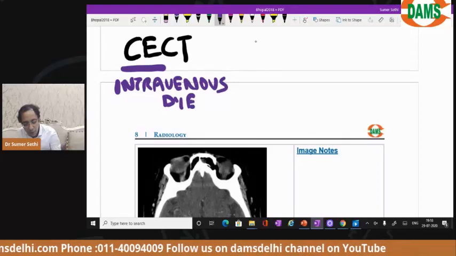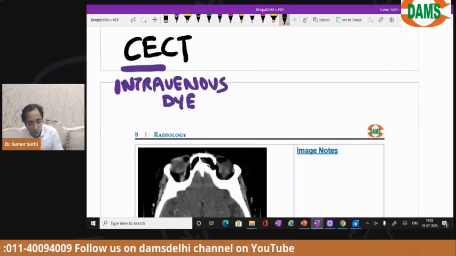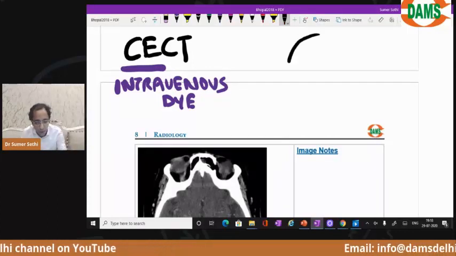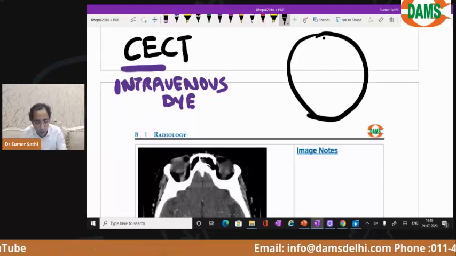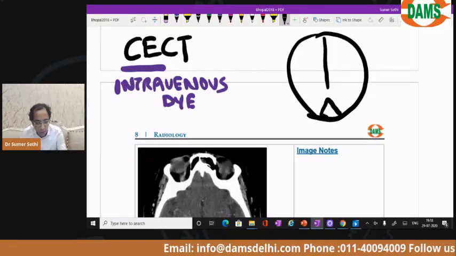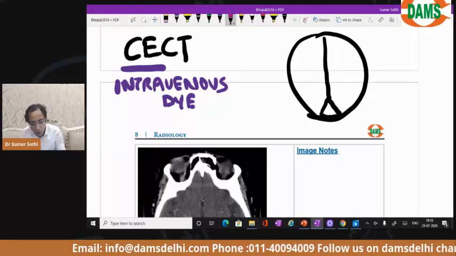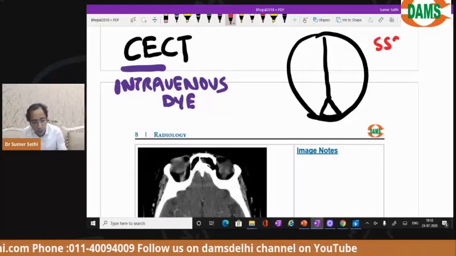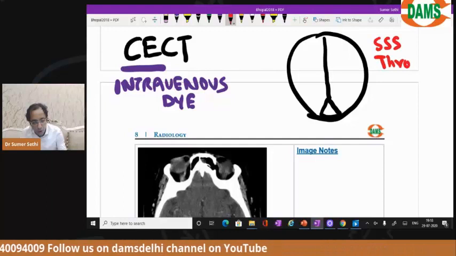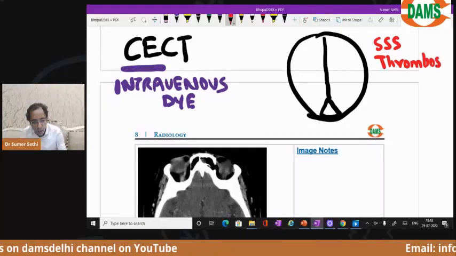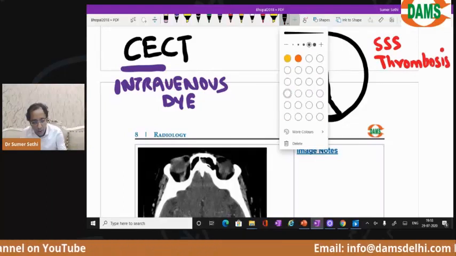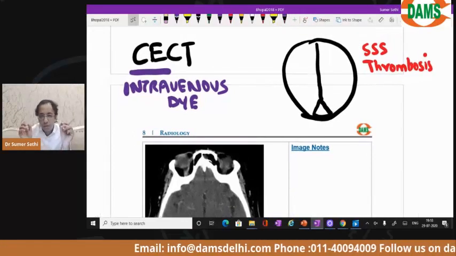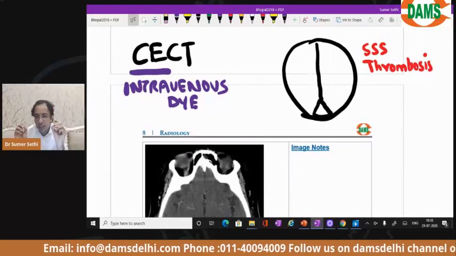And gradually I will explain to you what is the dye that we use. Okay. So if I give intravenous dye, I want you to answer here. Suppose this is your midline. This is where you have the superior sagittal sinus. The question is, if there is a superior sagittal sinus thrombosis and I do a contrast enhanced CT, will you see the dye in the sinus?